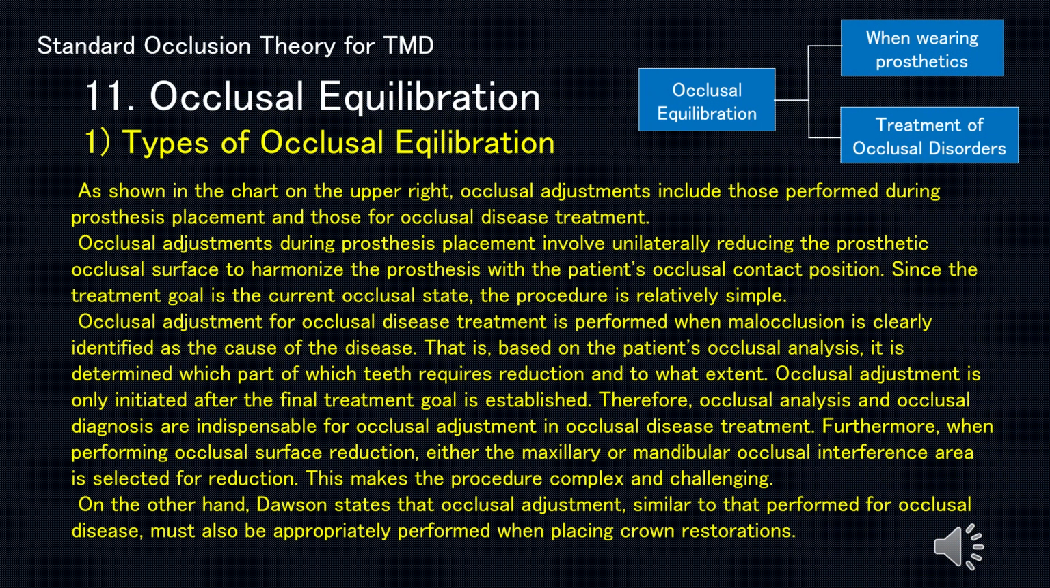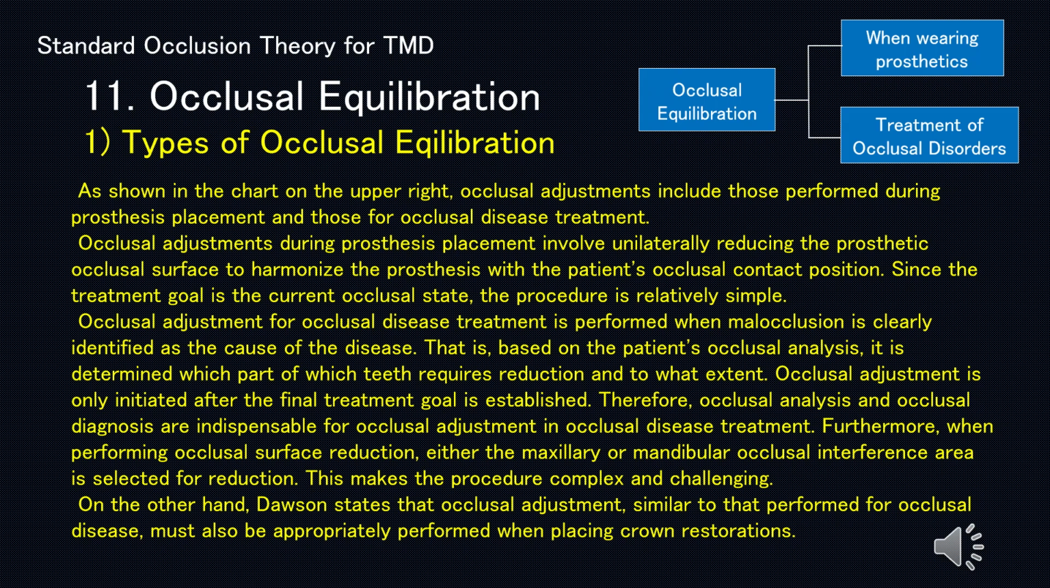1. Types of occlusal equilibration. As shown in the chart on the upper right, occlusal adjustments include those performed during prosthesis placement and those for occlusal disease treatment. Occlusal adjustments during prosthesis placement involve unilaterally reducing the prosthetic occlusal surface to harmonize the prosthesis with the patient's occlusal contact position. Since the treatment goal is the current occlusal state, the procedure is relatively simple.